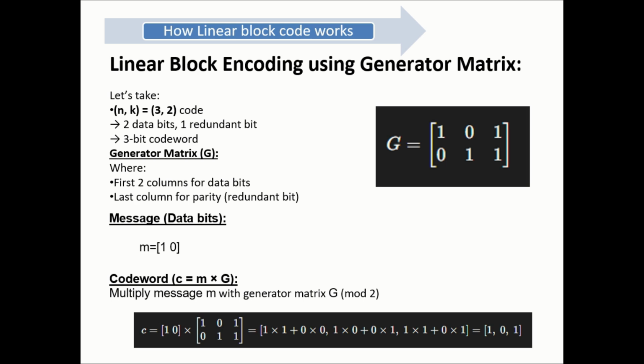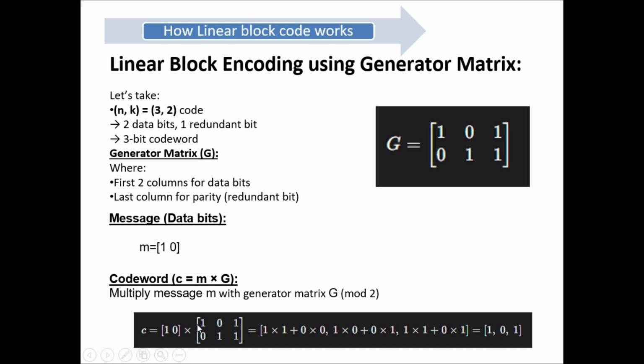So to get the code word, we multiply message m with the generator matrix. Using 1 and 0 as the message, cross 1 0 0 1 1 1, this is the generator matrix. Now how can we calculate? For the first column, the first number is multiplied with these two entries: 1 into 1 plus 0 into 0. So 1 into 1 equal to 1 and 0 into 0 equal to 0, that means 1 plus 0 is equal to 1. So the first digit of the code word will be 1.